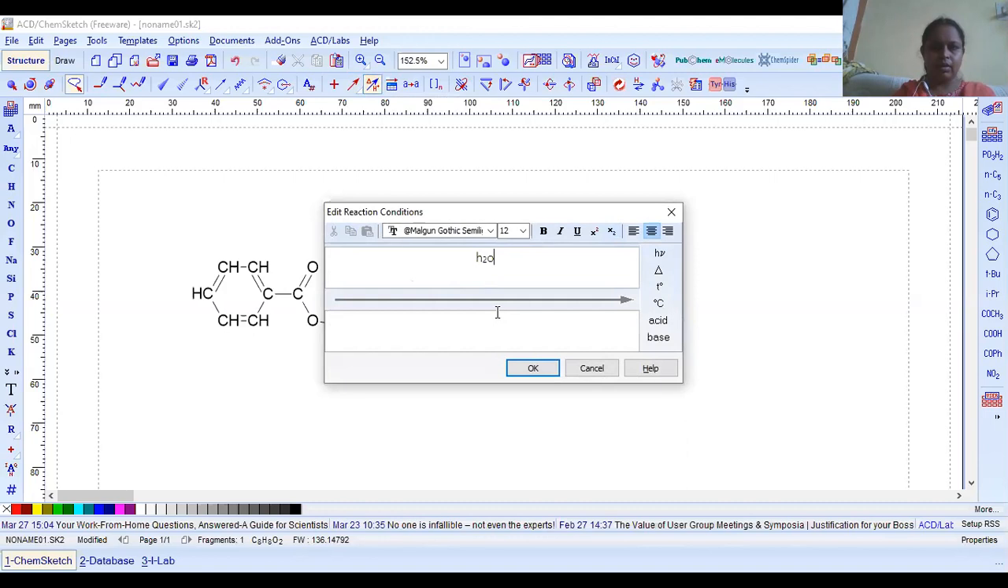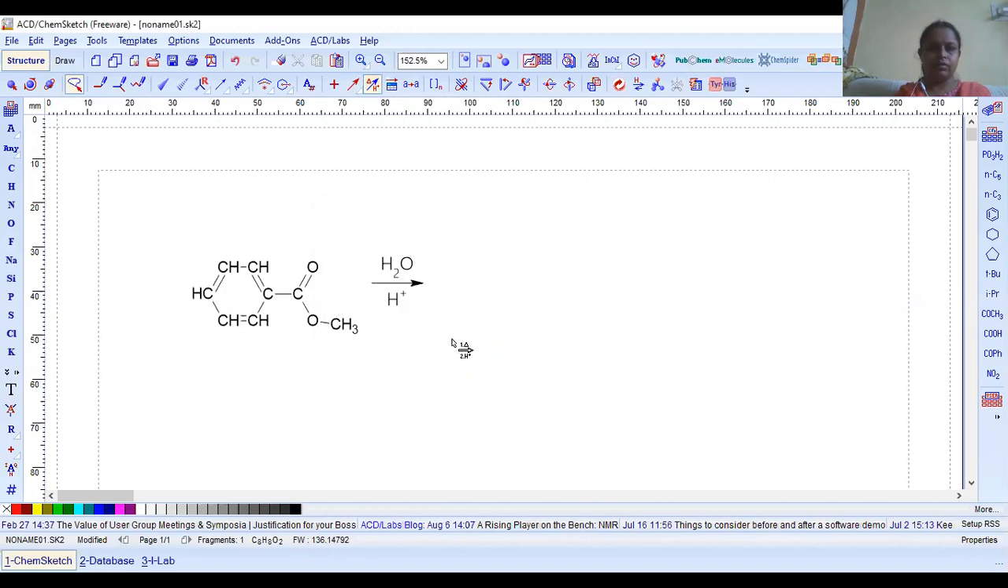H2O, water, and what is the catalyst you have to use? H plus. So this is how you have to do the acid hydrolysis. When you add water to methyl benzoate in the presence of proton, the bond will be broken here. You will get one alcohol, that is CH3OH, and the acid is benzoic acid.